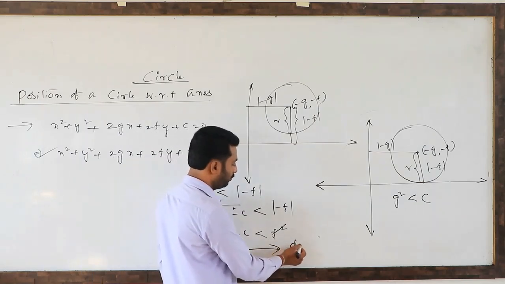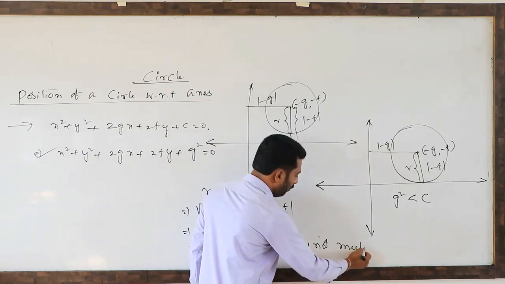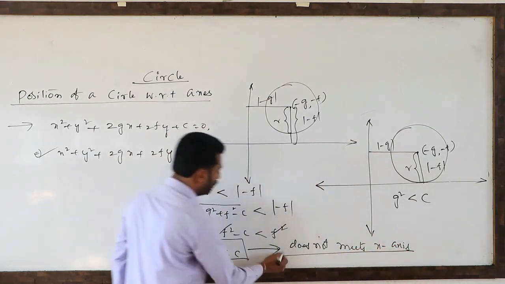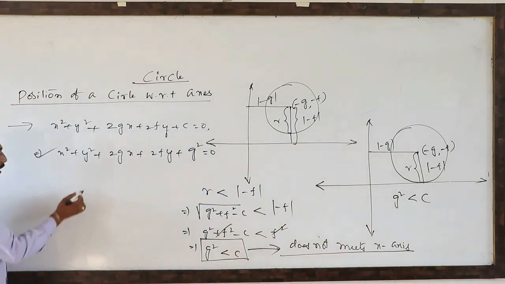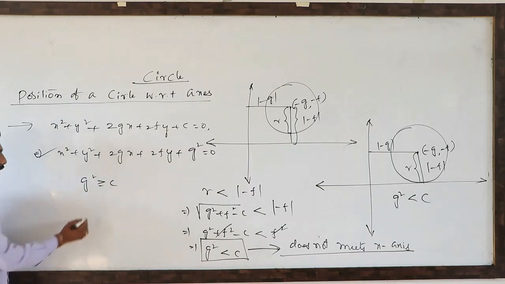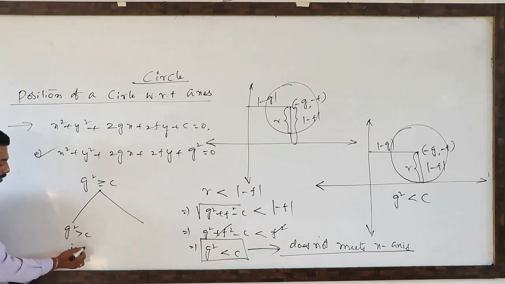Neither touches nor intersects means it does not meet the x-axis. You remember, it does not meet the x-axis. So this is the condition. Meets the x-axis means g² ≥ c. Again two cases. What are the two cases? g² > c means intersecting.